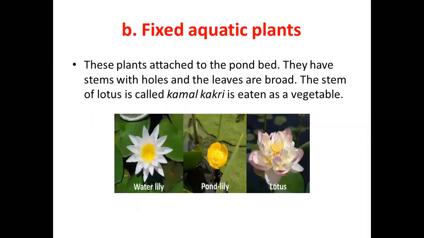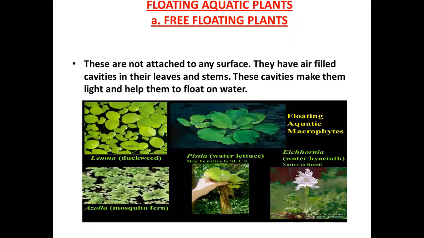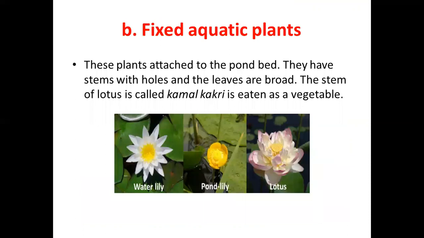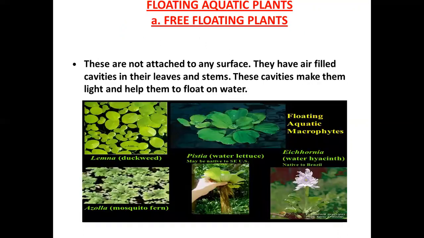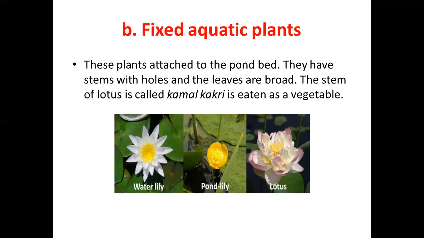Floating aquatic plants are again two types. Free floating aquatic plants, which are not attached to any surface and they freely float on water. And the second type is fixed aquatic plants. These plants are attached to the pond bed. Examples of free floating aquatic plants are duckweed, water lettuce and water hyacinth. Examples of fixed aquatic plants are water lily, pond lily, lotus, etc.